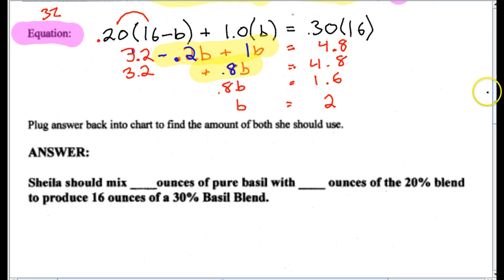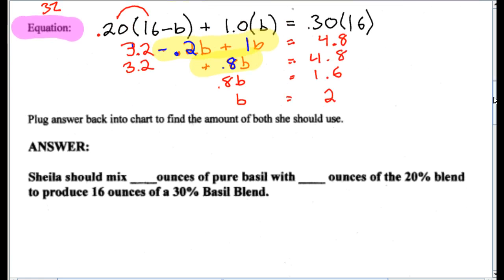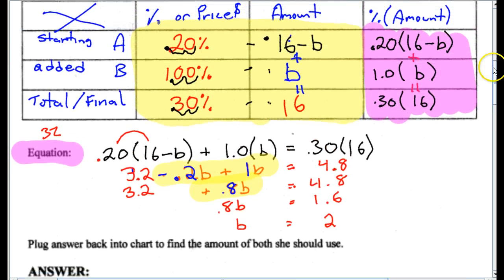Okay, so let's talk about what this means, though. Very important. What does this mean? What is 2? 2 what? All right, 2 ounces of what? Now, we just found out what b equals. What is b in our chart? Right here. So it's 2 ounces of the pure mix. 2 ounces of the 100% mix.